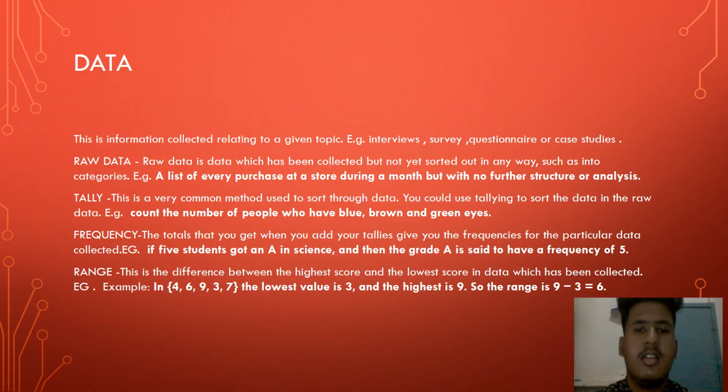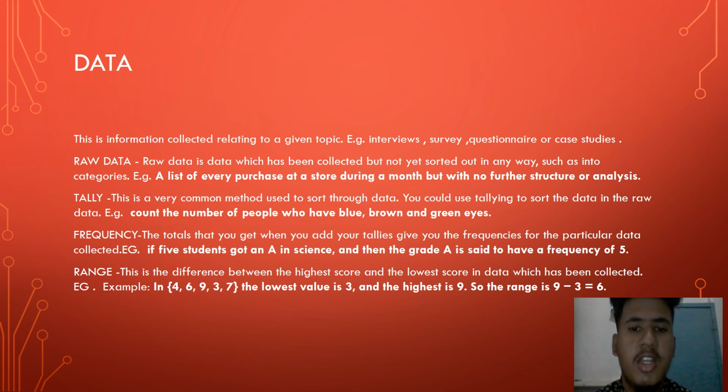Data is information collected on a topic. Example: you collect data when you do interviews, surveys, questionnaires, or case studies. Raw data is the data which has been collected but not yet sorted out in any way, such as into categories. Example: a list of every purchase at the store during a month, but with no further structure or analysis.